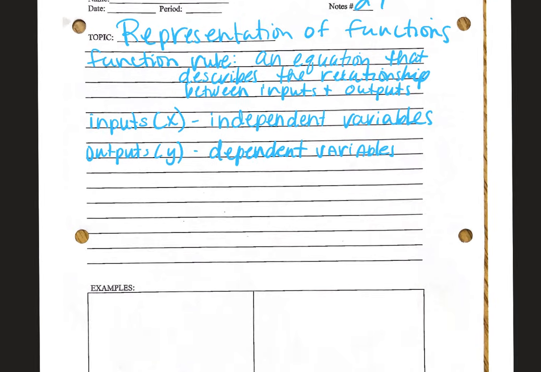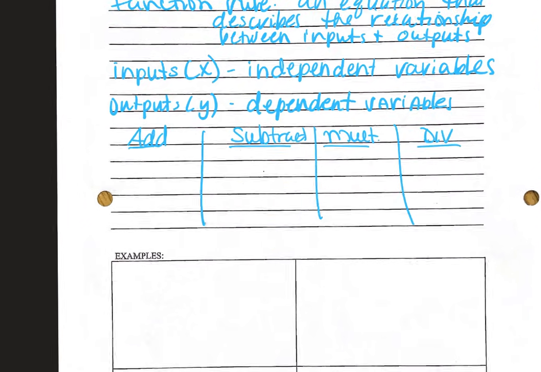So next, we're going to write down words that mean to add, subtract, multiply, and divide, because you are going to have to take some words and put them into the rule. So let's split our notes page into fourths. And let's write each operation at the top. So we have add, subtract, multiply, and divide. And let's start with adding.